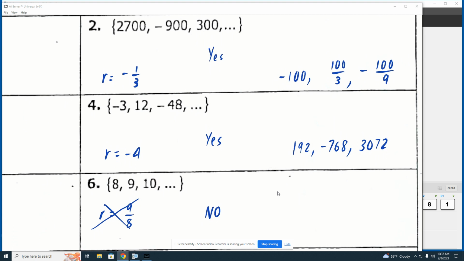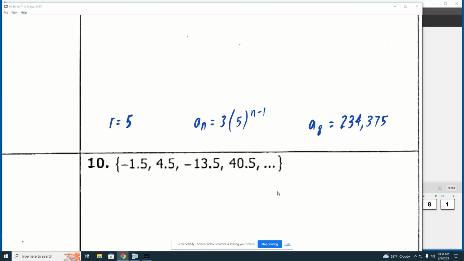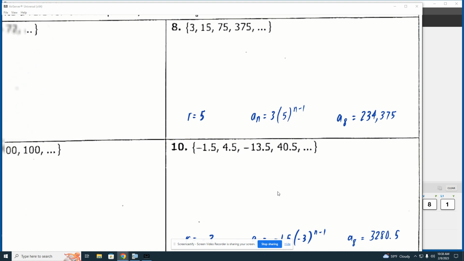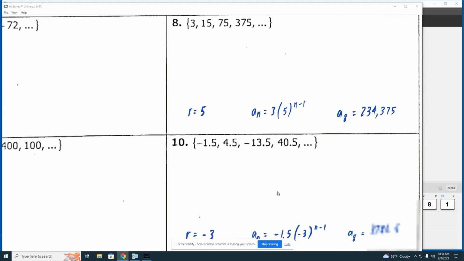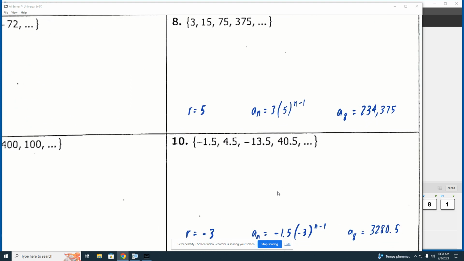Oh, gotcha. All right. Now the next two, they told you, hey, these are sequences. Write a rule for them. So you had to find your common ratio and then write the rule. So here's number 8 and 10. And there was one more, number 12. And I'll show you it in a second. The only reason people struggle with number 12 is because it had fractions. And everybody hates fractions. So here's the answers, not necessarily the work.